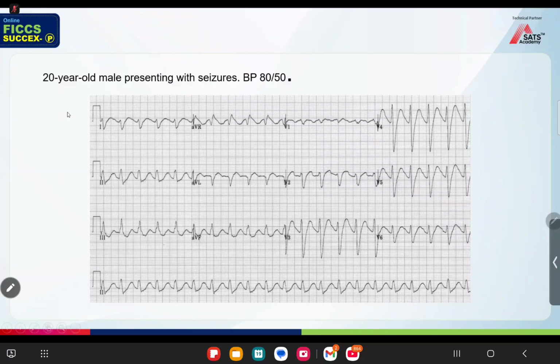So here it could be because of TCA poisoning or excess lignocaine, local anesthetic poisoning, or your antiarrhythmics, because they all act on these sodium channels. So overdose of that also can cause this ECG. So answer here is anyway TCA poisoning, TCA overdose.